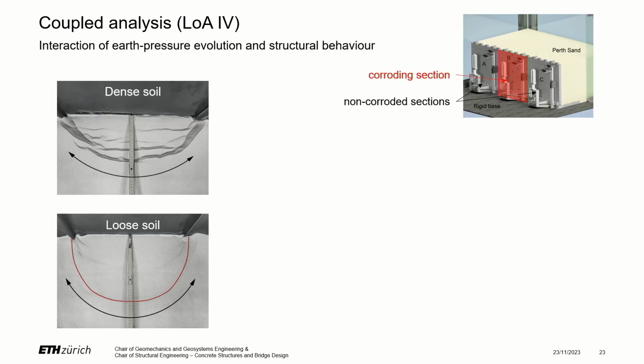And here we have observed that if just one section is corroded or is more corroded than neighboring sections, then we will have a three-dimensional mechanism in the soil which leads to a redistribution of the stresses in the backfill.